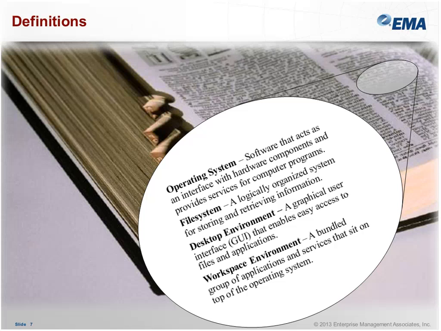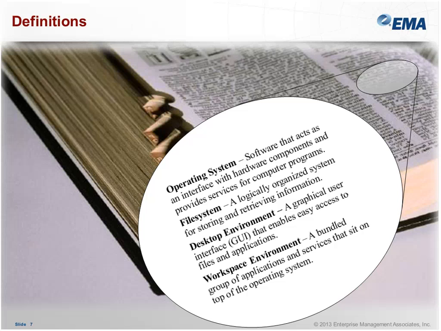Now, the word desktop actually has two different meanings. The desktop PC is, of course, a physical device, whereas a desktop environment is a graphical user interface that is directly integrated with the operating system to provide easy access to files and applications. But this should not be confused with a workspace environment, which is a group of applications that runs on top of an operating system.